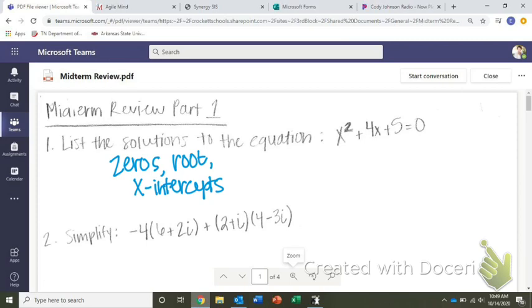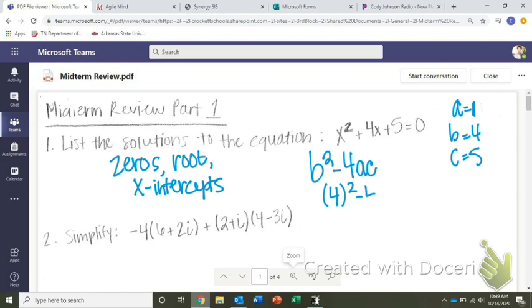So, in order to determine the best way to solve, first we want to use b squared minus 4ac, which is called the discriminant, to see what type of solutions we are going to have, okay? So, a equals 1, b equals 4, and c equals 5. When I plug those terms in, I get negative 4.